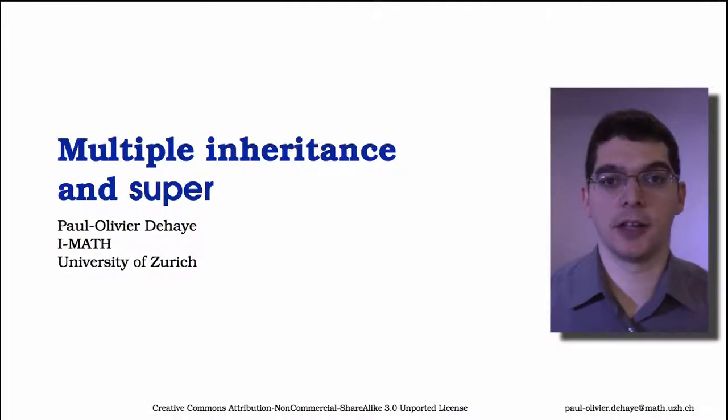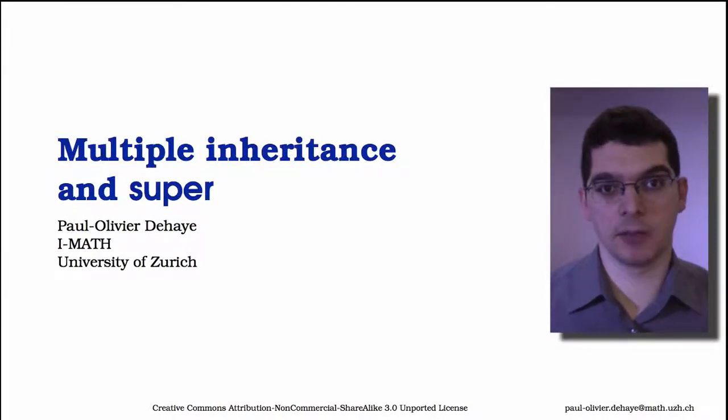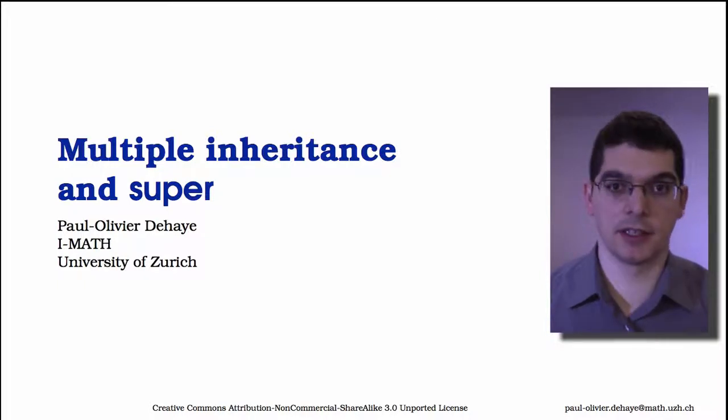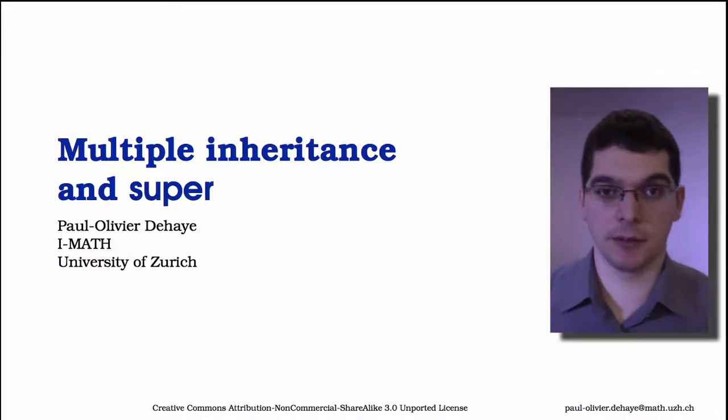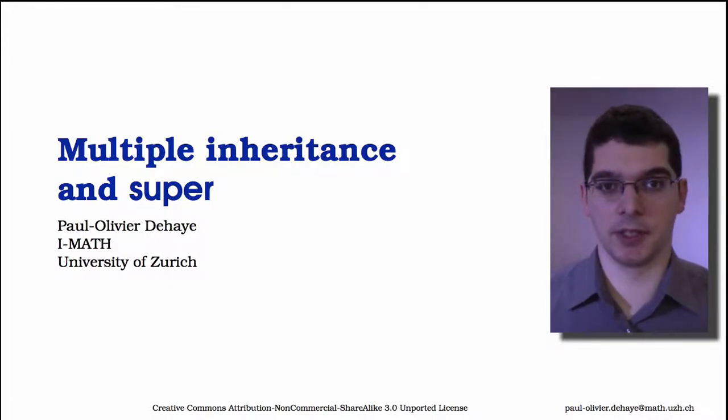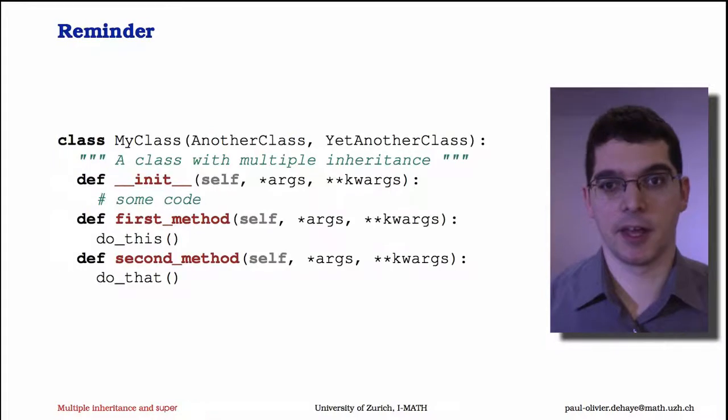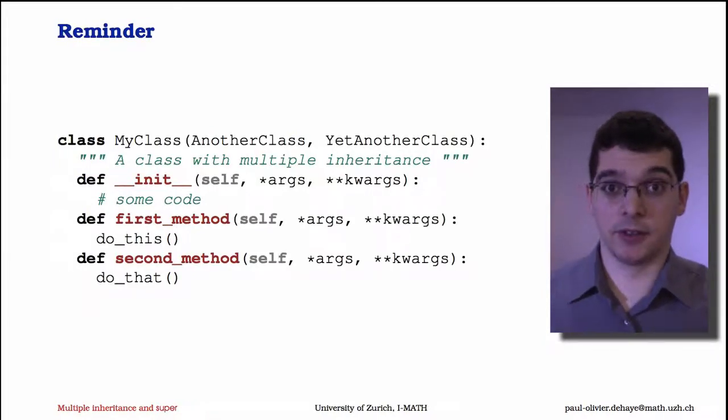So Python, unlike Java, has something called multiple inheritance and also a particular built-in called super that makes multiple inheritance possible. Multiple inheritance gets very complicated, so pay careful attention. So let's first start with a little reminder.